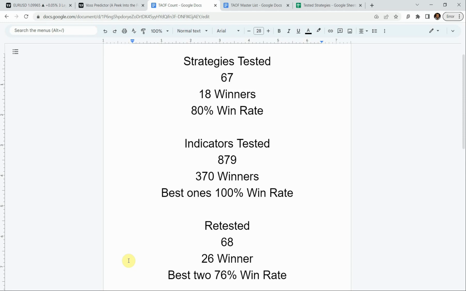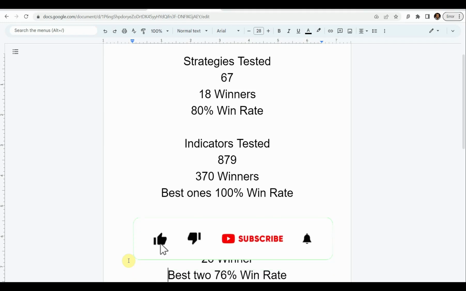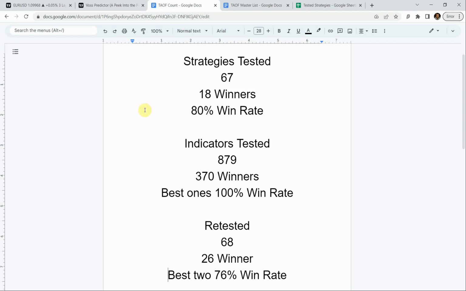We've also tested a total of 879 indicators, with 370 of them being winners. The best ones so far were able to achieve a 100% win rate. Now you need to go back and watch those videos to understand the context of how they were able to achieve that. So go back and watch those videos and see what you get out of those winning indicators. We've also retested in the advanced testing 68 of the winning indicators. 26 of them have been able to maintain the winning status, the best two a 76% win rate. Now keep in mind that we test most of these strategies and indicators on the Forex and crypto market, but they can be applied to just about any market and time frame universally.